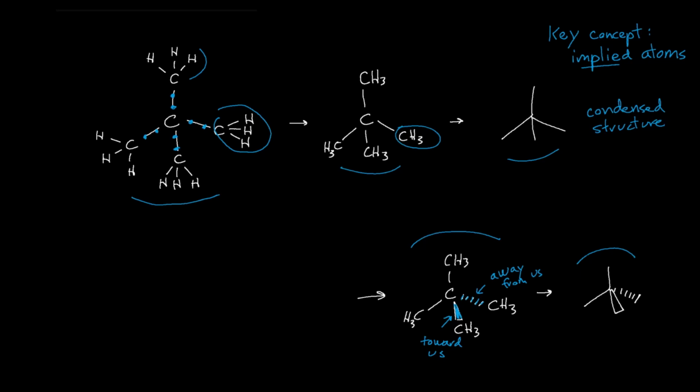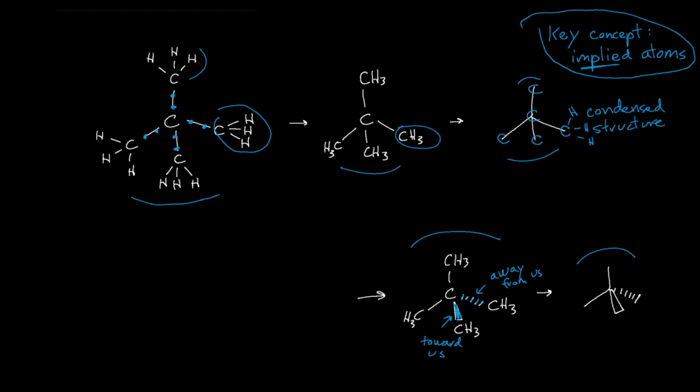So we have a very important key concept of implied atoms that I'm circling here. Notice in this structure, we have an implied carbon in the middle, an implied carbon on each end of each line, very important, and then implied hydrogens on each carbon. You can do that for all of them. Implied atoms. It's really important to get very fluent with this.